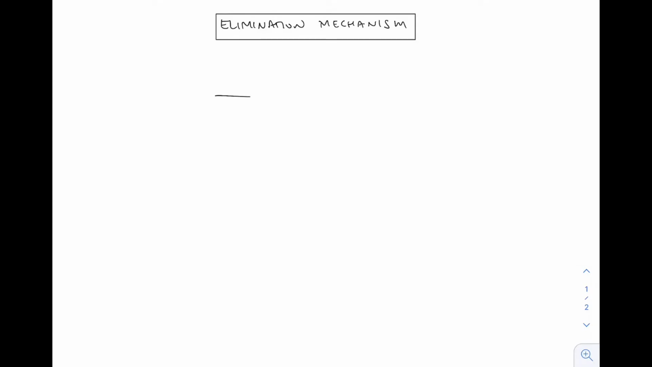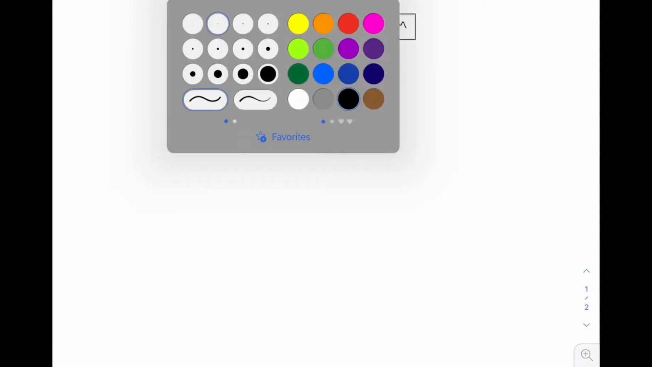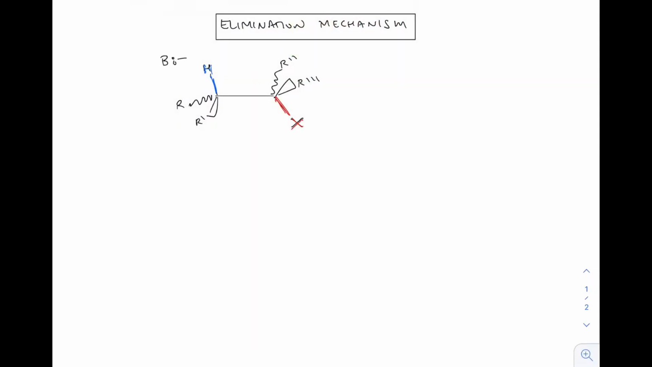All right, so elimination mechanism. We want to talk about specifically E2 today. Now, let me draw out this generic alkane with X as the leaving group or halogen, and then we have a beta hydrogen sticking up there in blue. And I'll highlight this X in red, that leaving group.